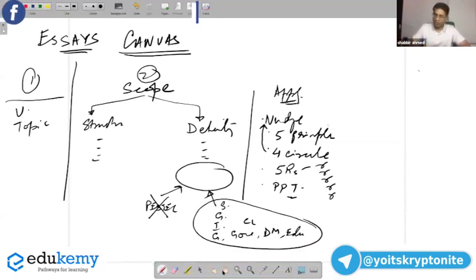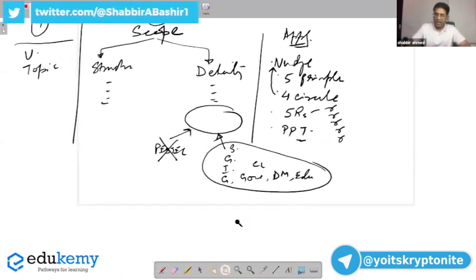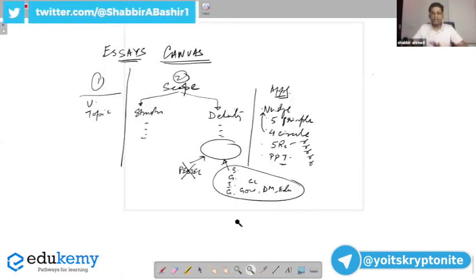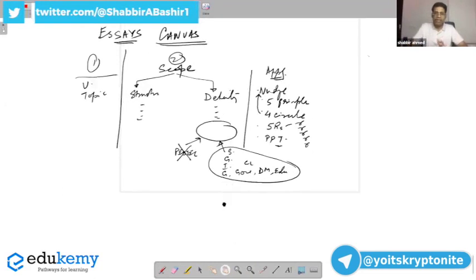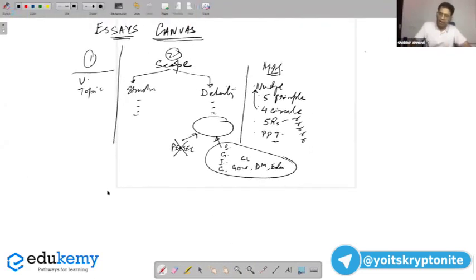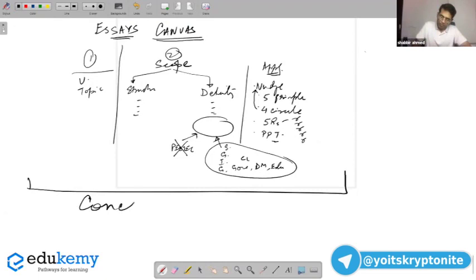ठीक है. So this is the canvas of the essay. Anybody, any problem with understanding this? I think you should be able to manage eventually. Revise your notes. Now, one important part which is left in our conversation is the conclusions. Okay. ये आपका last part of the essay है.